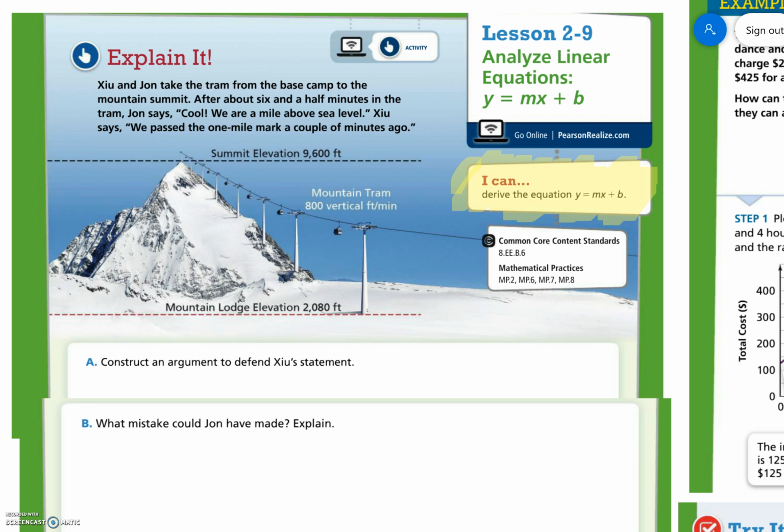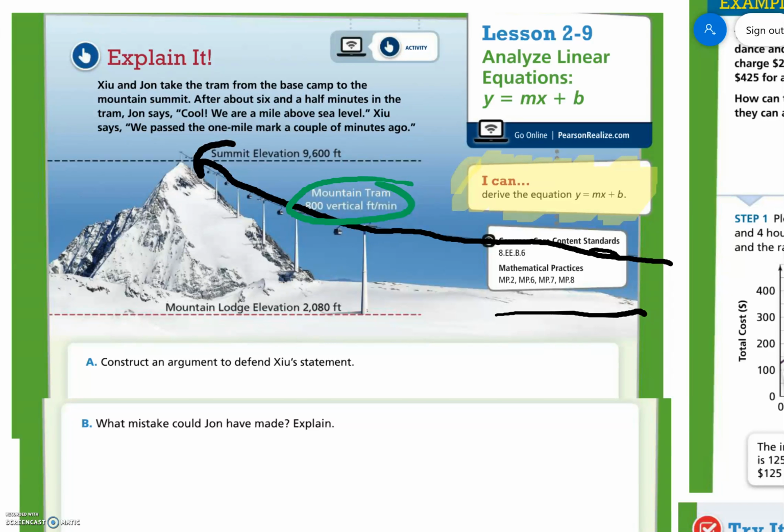They're starting at the mountain lodge elevation, which is 2,080. And they're taking this tram, and they're going all the way up, at a rate of 800 feet per minute. But the start is at 2,080 feet. So we need to construct an argument to defend why Zhu says we already passed the mile mark a couple minutes ago.